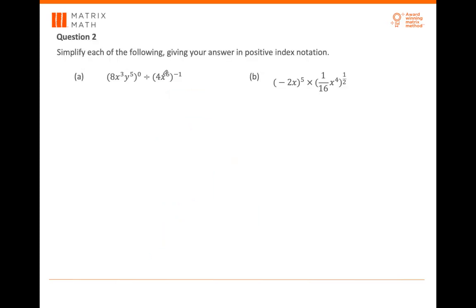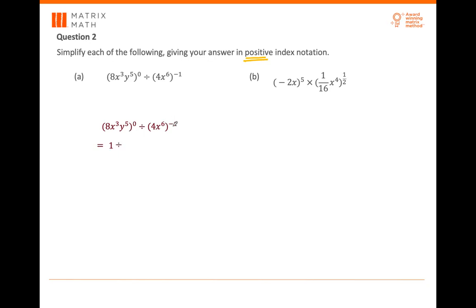Question 2, simplify each of the following, giving your answers, again, in positive index notation. Anything to the power of 0, you will know that it gives you 1. You can have as many as possible, but when the power is 0 it will just be 1.